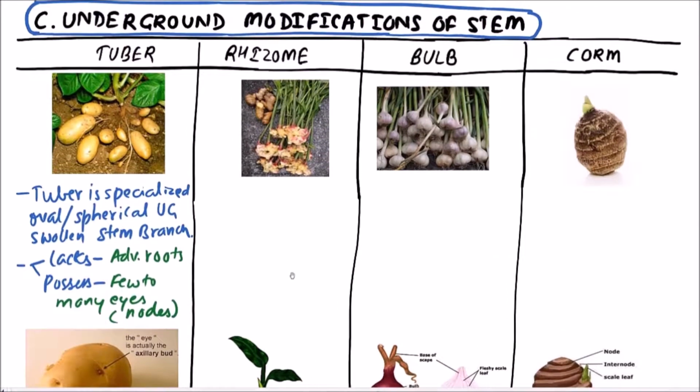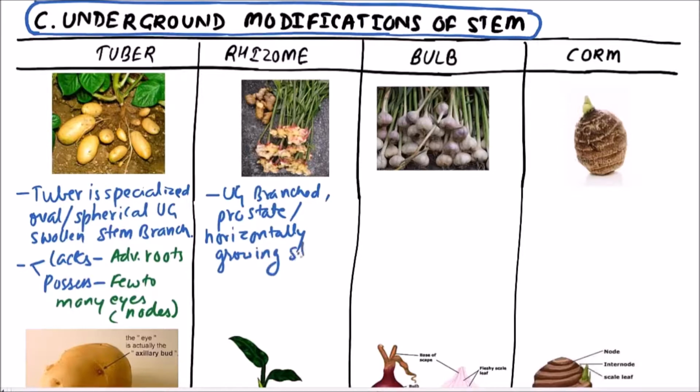Now, what is rhizome? Rhizome is an underground branched prostrate or horizontally growing stem with nodes and internodes.